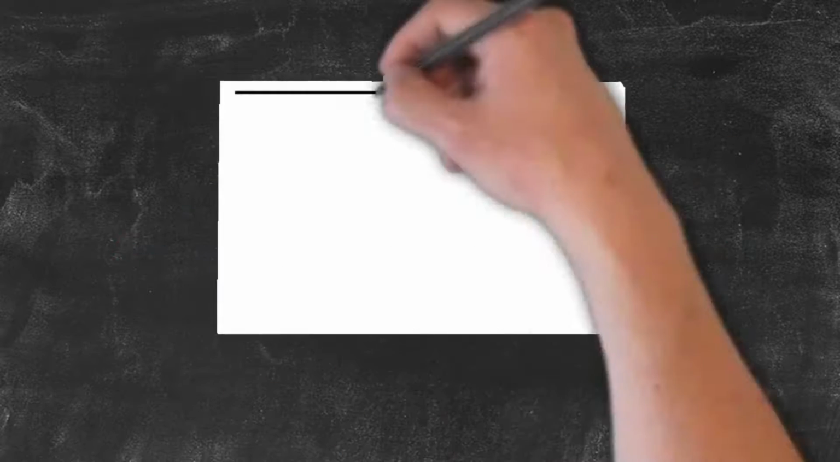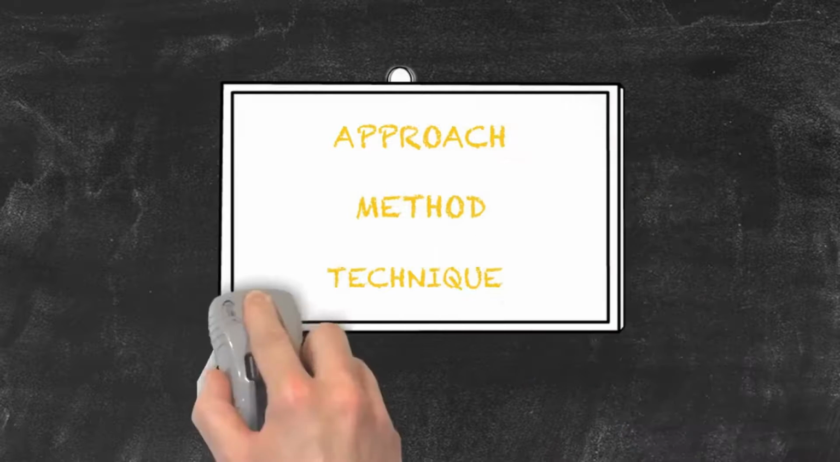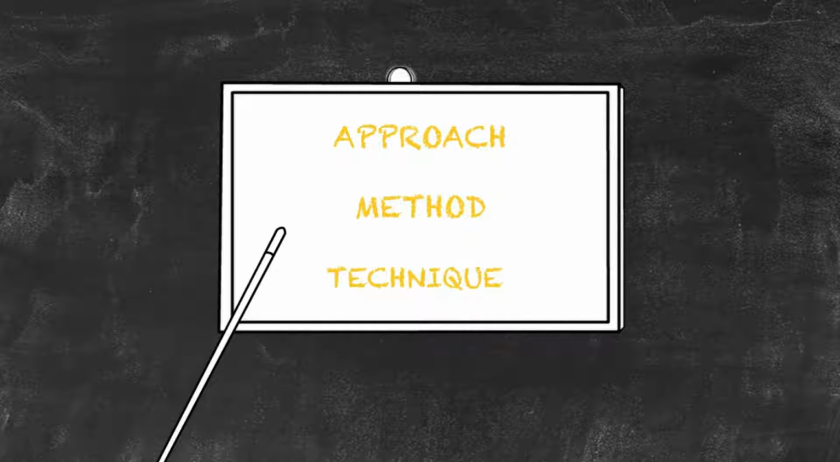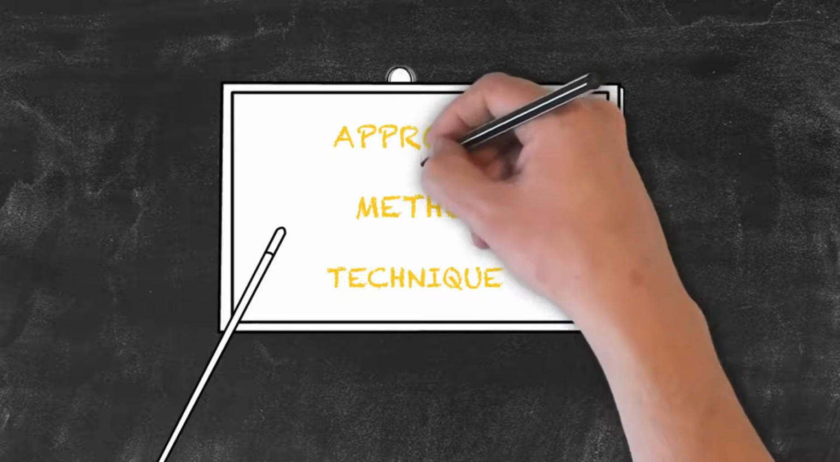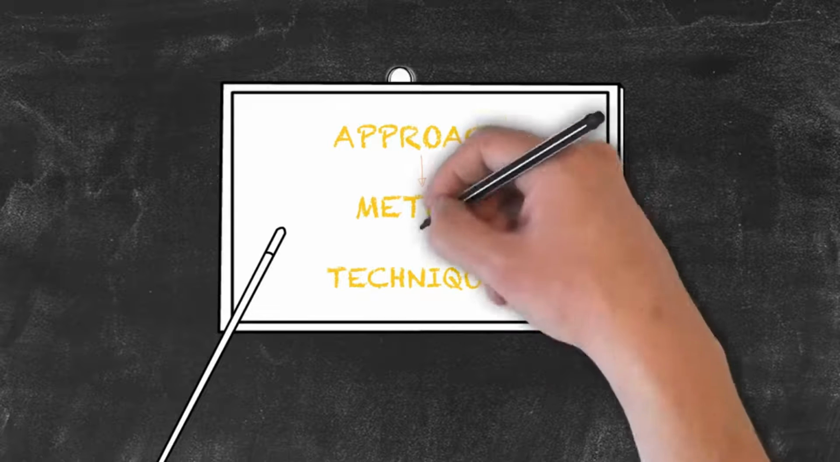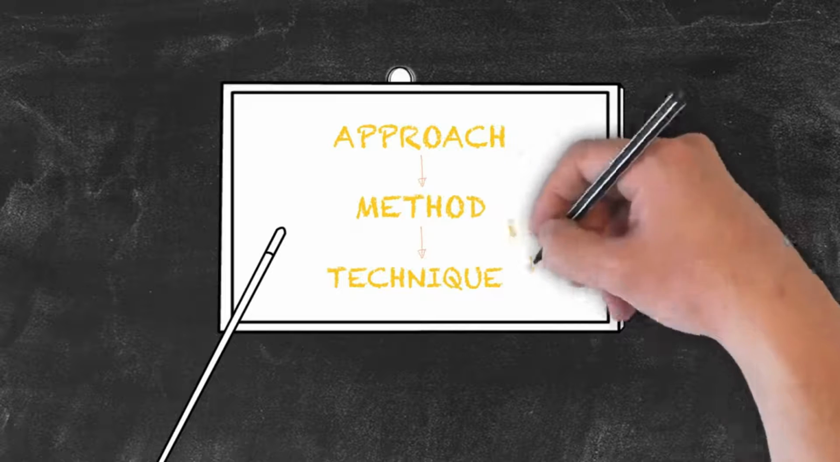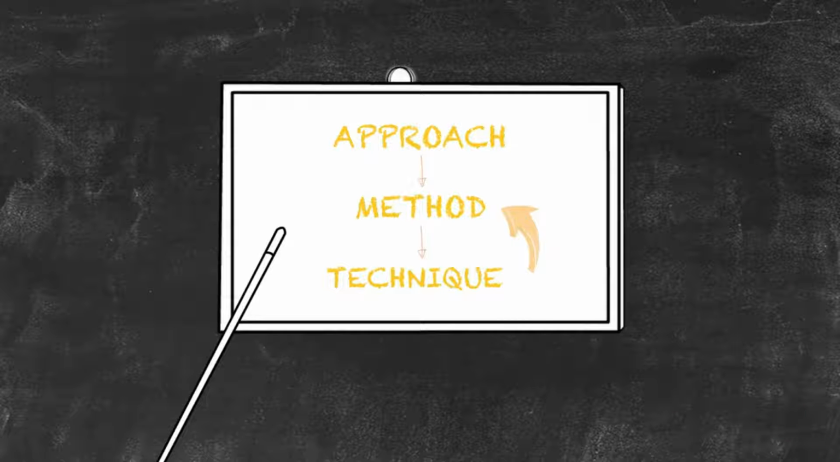Before looking at the methods or approaches themselves, there are some terms that we need to define. These are the approach, the method, and the technique. Basically, these are hierarchical. The approach is an overriding set of principles that a method can actually make use of, whereas the techniques are the things that we actually do in the classroom to approach that method. So these three words are going to appear during the presentation.